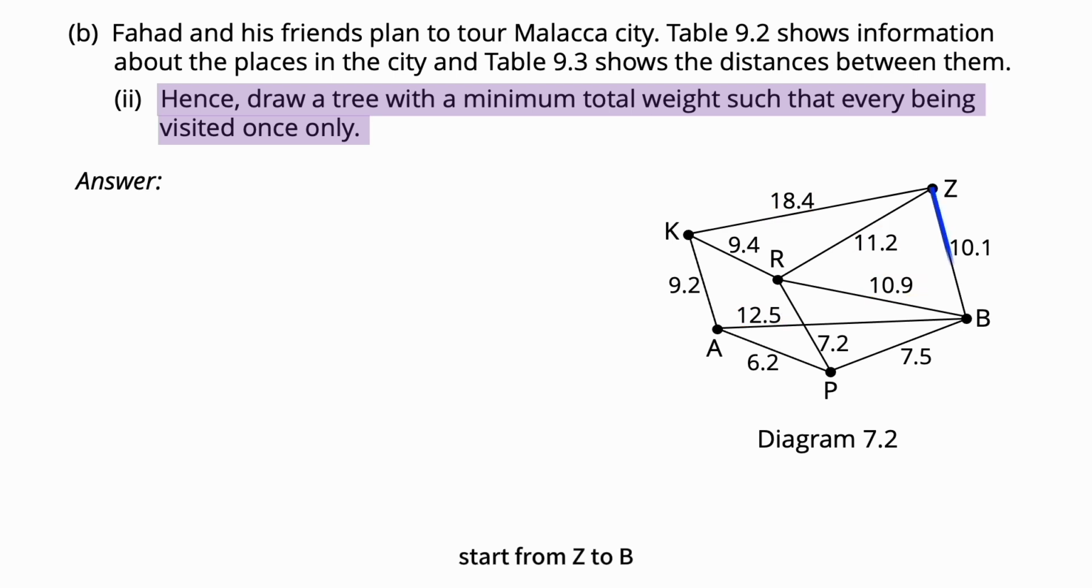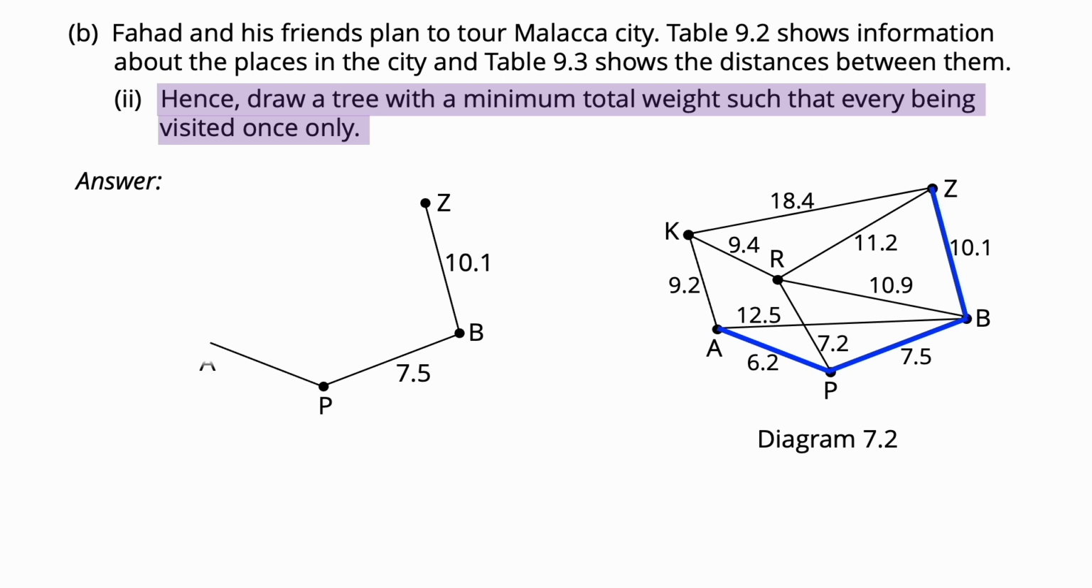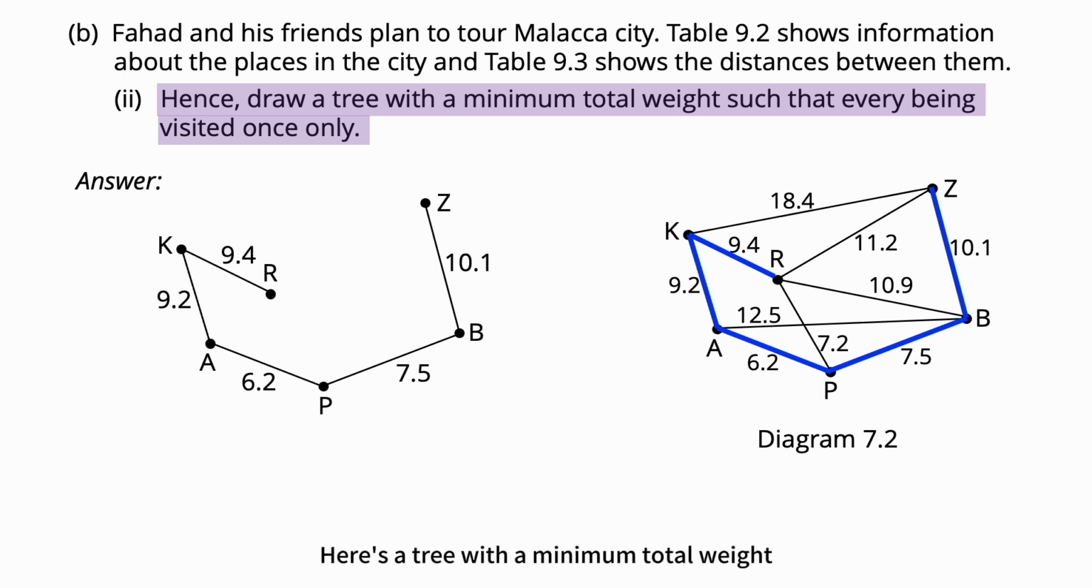Start from Z to B. From B to P. P to A. A to K. And K to R. Here's a tree with a minimum total weight such that every location is visited once only.